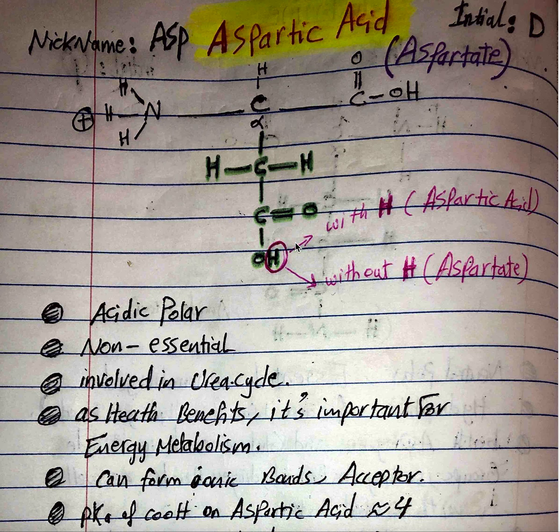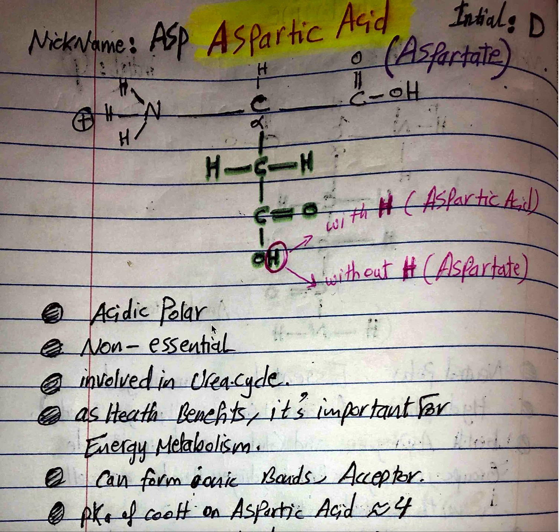Then we want to know how to distinguish when we can call it aspartic acid and when we can call it aspartate. With H, we can say aspartic acid, because it can donate the H, but without H we call it aspartate. So that is the difference. Remember, aspartic acid must have another hydrogen with it to donate. So with H is aspartic acid, without H is aspartate.